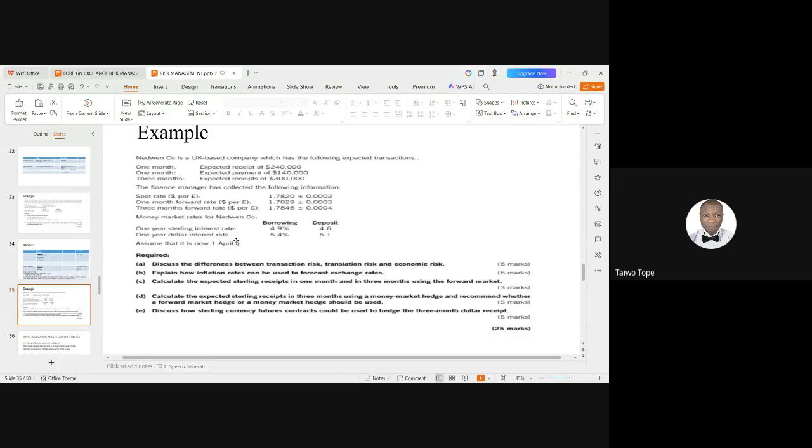1 year dollar interest rates. If you want to borrow in dollar, it's 5.4%. If you want to make a deposit, it's 5.1%.